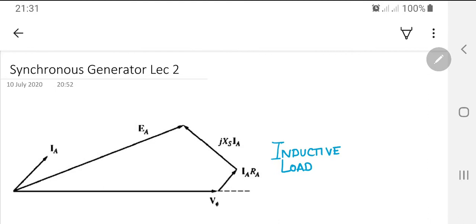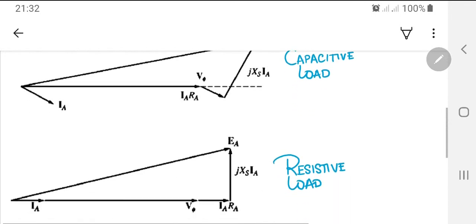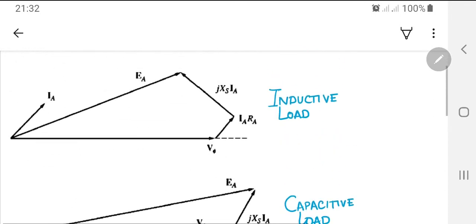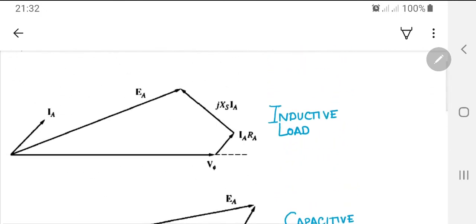First of all, just a little glimpse from the first lecture. As you can see here, I have the three phasor diagrams taken from the book, for the inductive load, the capacitive load and the resistive load. I want to show you that the vectors IARA and JXSIA are very small here. In lecture number 1, I drew them a little large, and even in this book the image has been made a little large so that it is visible.